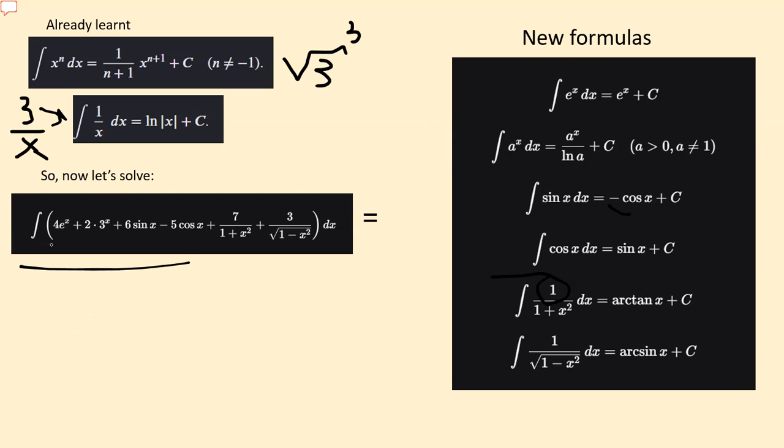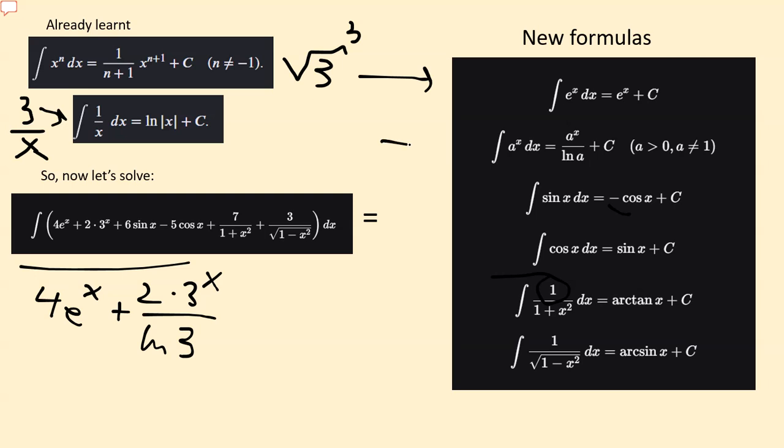Okay, so we have the integral. First is 4 to the power of x. We are using the first formula. The next one will be plus 2 times 3 to the x over ln 3, natural logarithm of 3. We use this formula. Then we're going to have minus 6 cosine x.